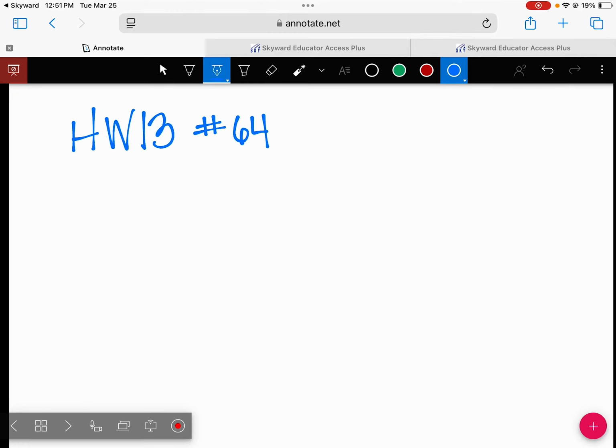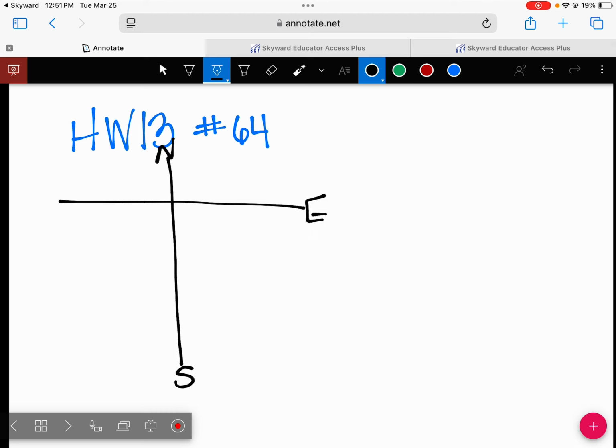So it says a ship leaves the port of Miami with a bearing of south 80 degrees east. So I'm going to draw a compass. So this here is Miami. Okay. And it's leaving at a bearing of south 80 degrees east. So that means that it's going this direction.